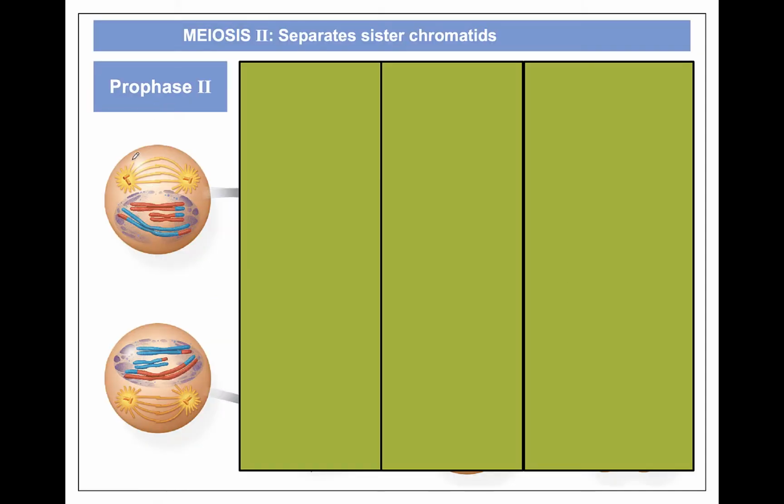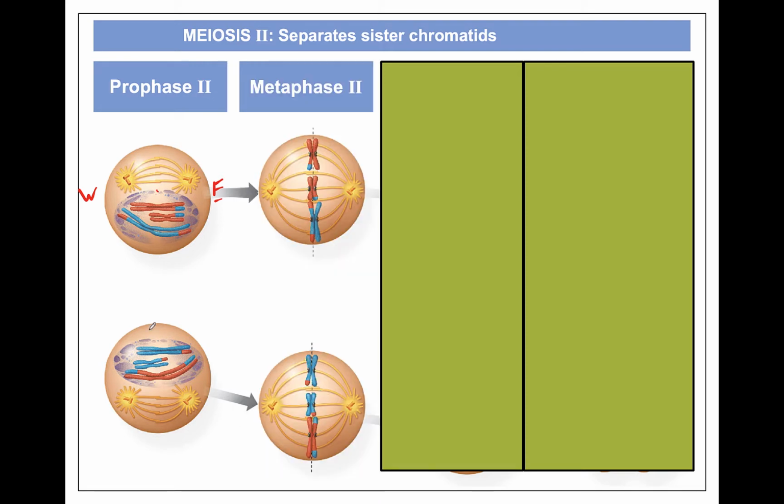So prophase 2, and this is happening twice because we already divided once. The chromosomes are condensing again. The nuclear envelope is breaking down. The spindle fibers are forming and moving to the opposite poles. This way we're going west and east this time. And this is happening in both cells at the same time.